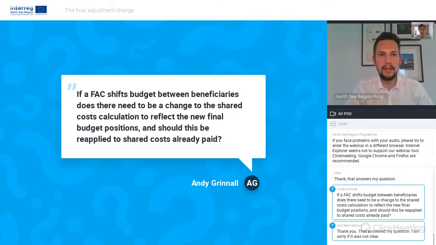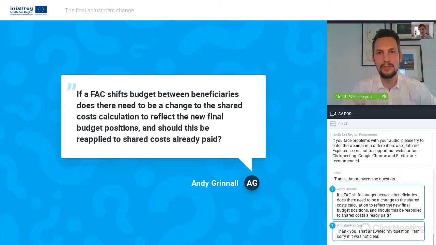If a final adjustment change shifts budget between beneficiaries, does there need to be a change to the shared cost calculations to reflect the new final budget positions? And should this be reapplied to shared cost already paid?